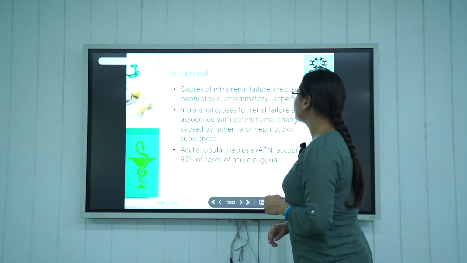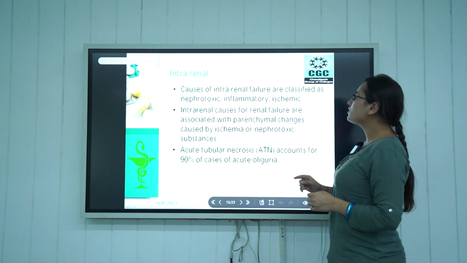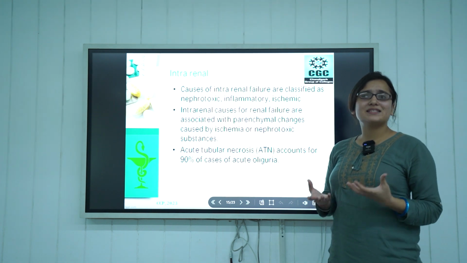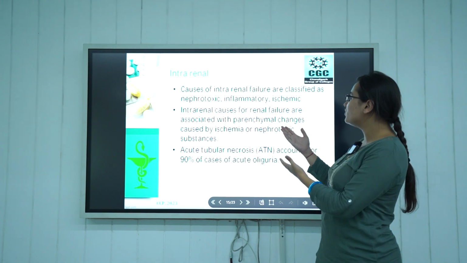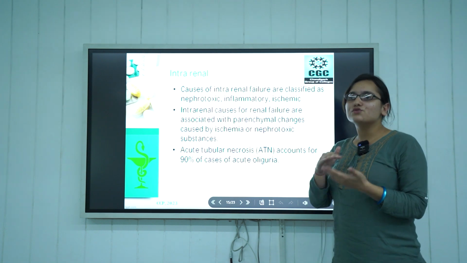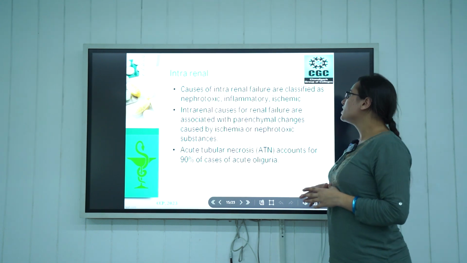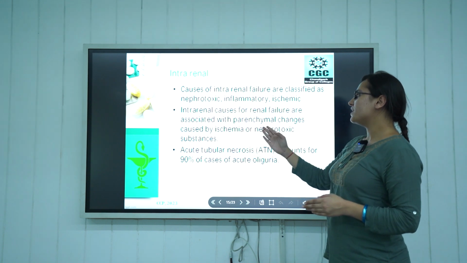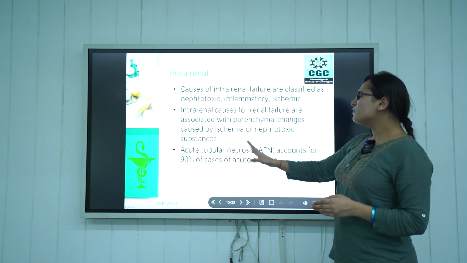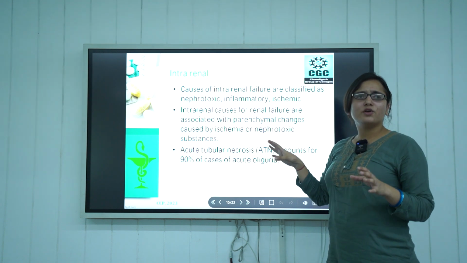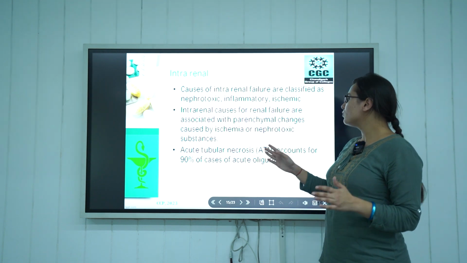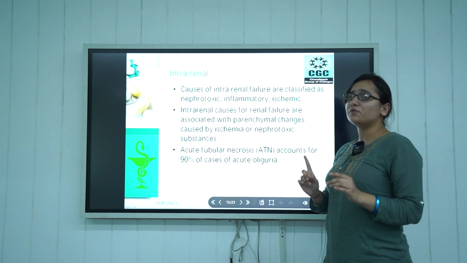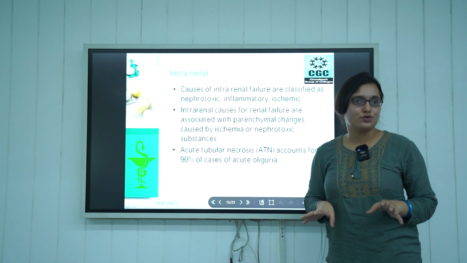Let's move forward. Okay, if we talk about the intrarenal cause, as I have told you, when there is a nephrotoxic substance, that can cause injury, any inflammatory process, or any ischemia, reduced blood supply to the kidney, right? So intrarenal cause is associated with ischemia and nephrotoxic substances. If we talk about intrarenal cause, right, there will mostly be acute tubular necrosis, right? In 90% of cases it accounts for oliguria.